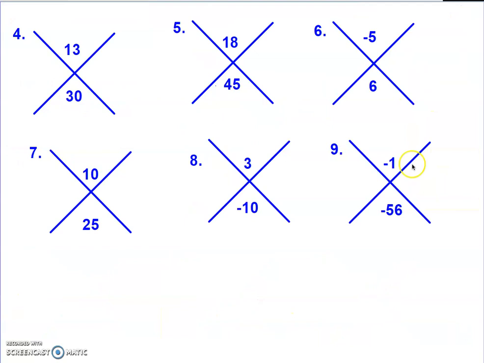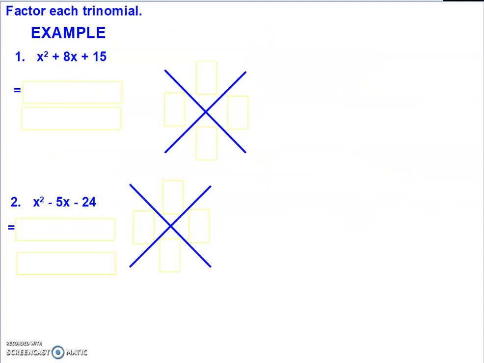Okay, the next problems, 4 through 9, are for you to practice on your own at the end of this video. So we'll skip those for now, and you can do them at the end. Now, we're going to use that X method to find two numbers to help us factor trinomials. That's what we're trying to do, factor trinomials.